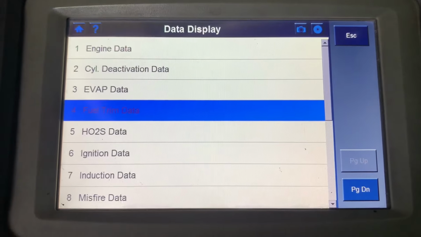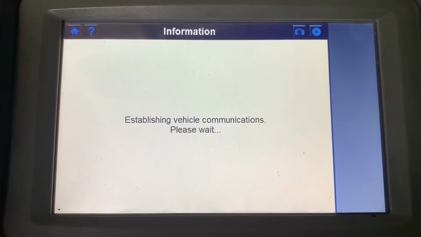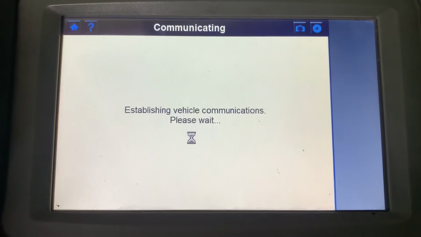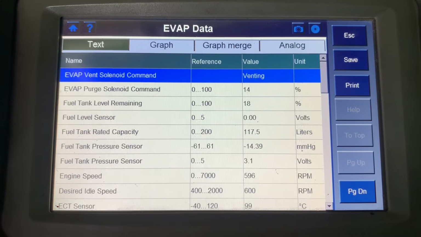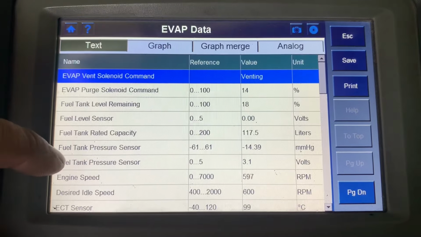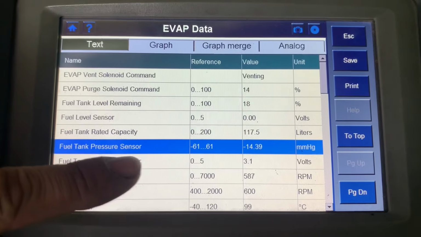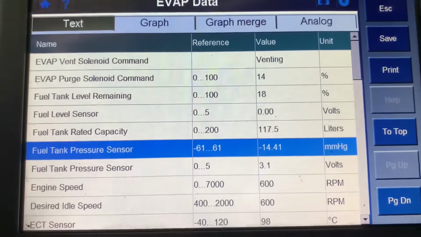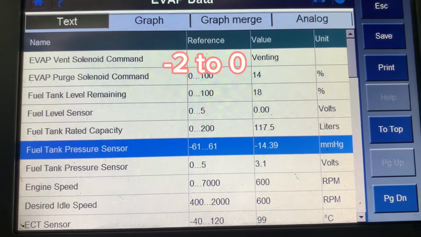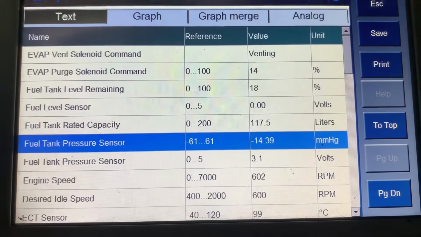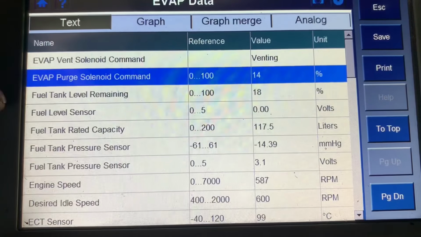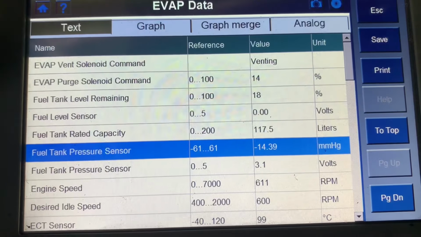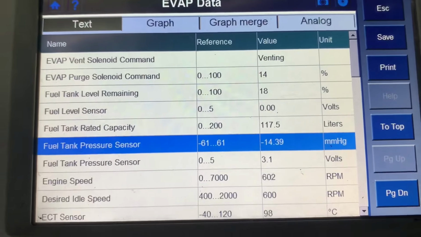Let's have a look at the evap data. The engine is running at the moment. Our fuel tank pressure sensor shows we have a vacuum inside the fuel tank. Normally it should be between negative 2 to 0 when the vehicle is idling, and this right here is not normal. Purge command is 14%, and we expect a little bit of vacuum, but negative 14 is too much.